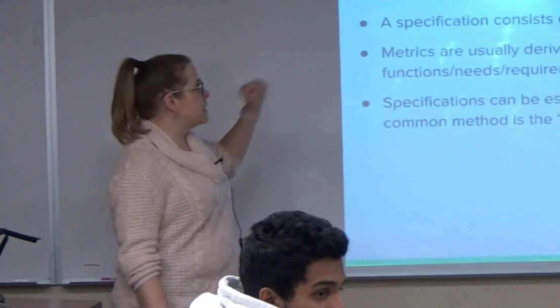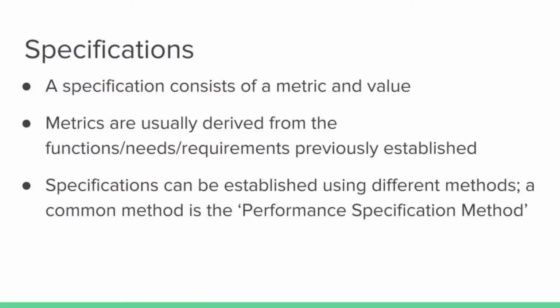All right, so your specifications consist of a metric and a value. So 10 is a value, pounds would be your metric. So you have a way to measure it. I do an activity with kids on how to develop specifications, and it's kind of fun to try and say, what's a value? What's a metric? You all got that though, right? I mean, you're in college. You got it? Okay, good.